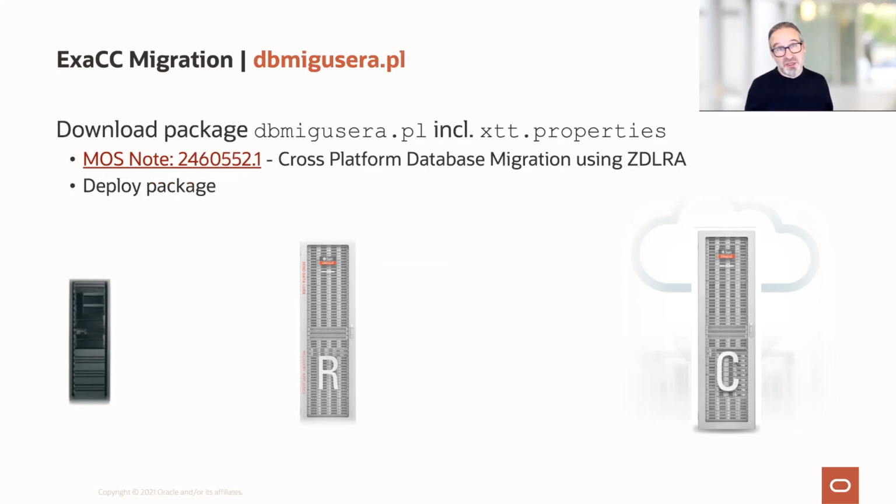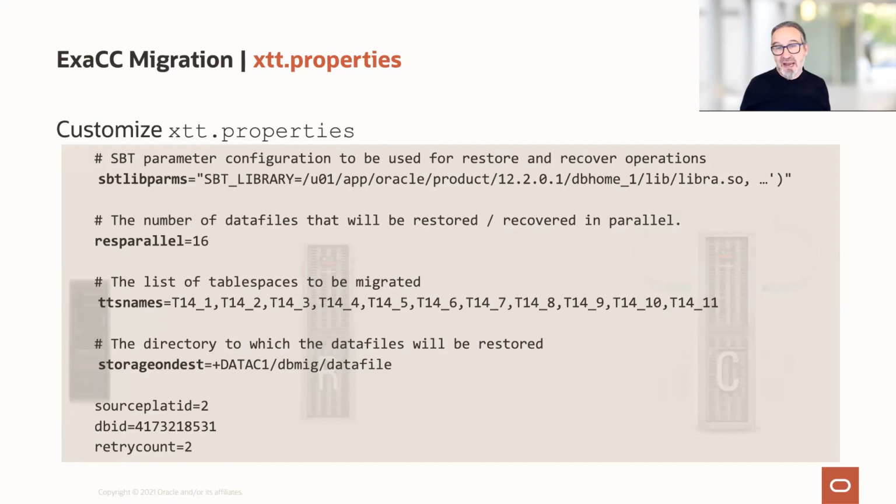Then we need a package with the scripts. So dbmig use RA Perl, including also a special XTTS properties file. So this is founded on the basis of the v4 Perl scripts we have talked about before, but it's customized especially for the recovery appliance. And this is that XTTS properties file here. So the most important thing is the second line here, SBT library params, because this points to the libra.so. When you look to the very, very right of the slide, libra.so.